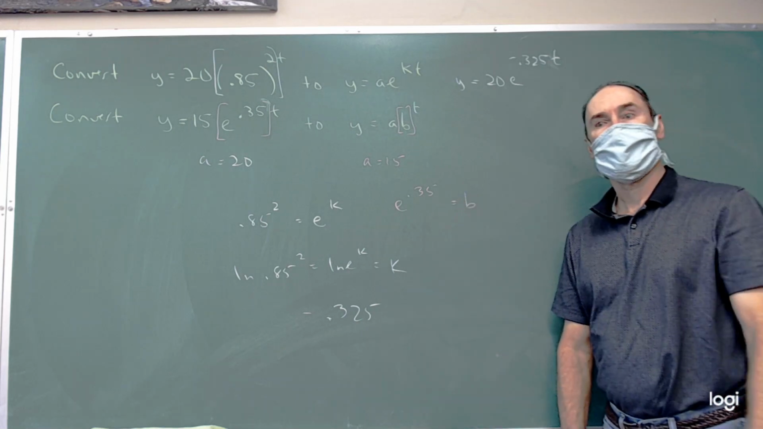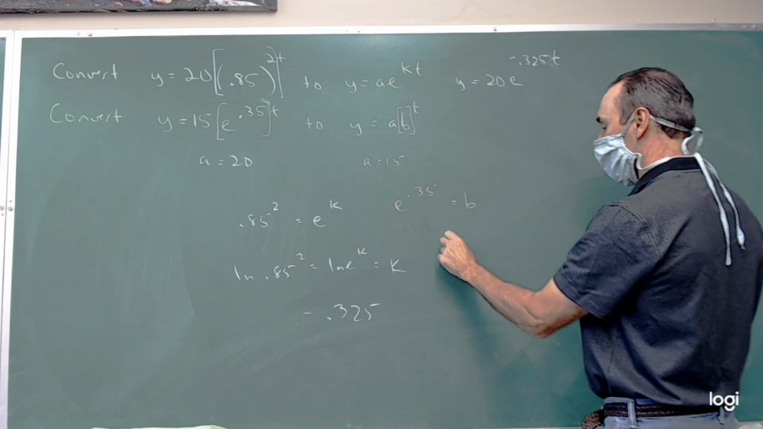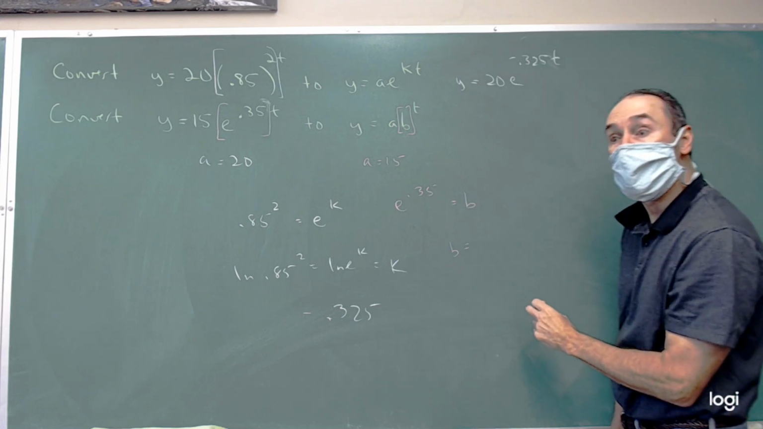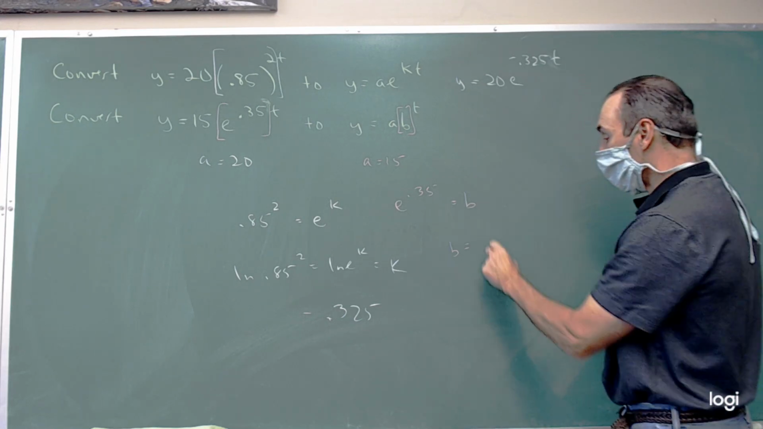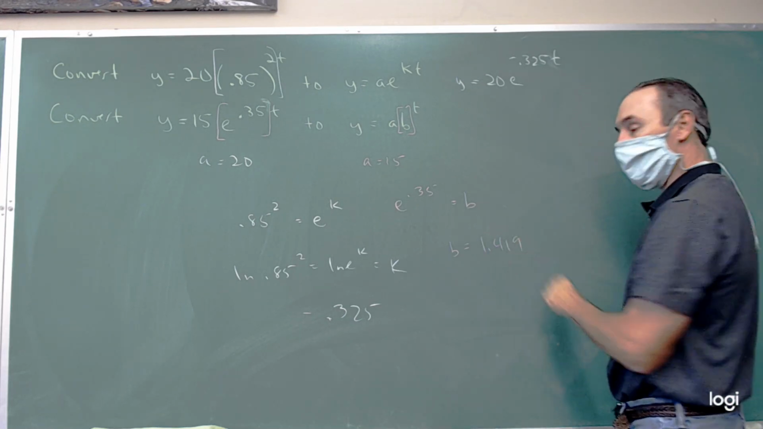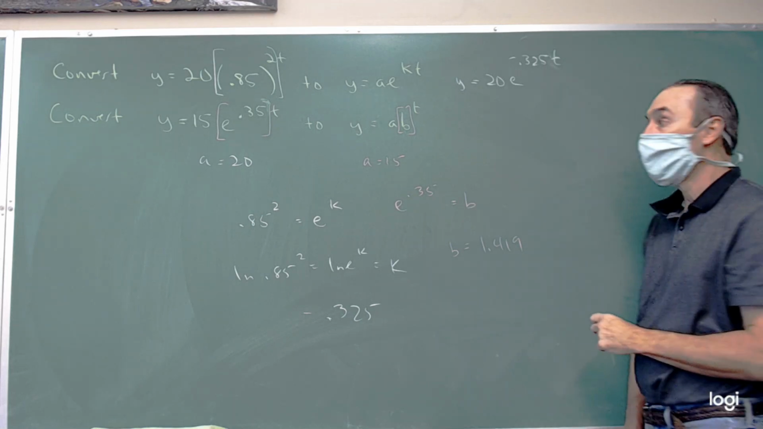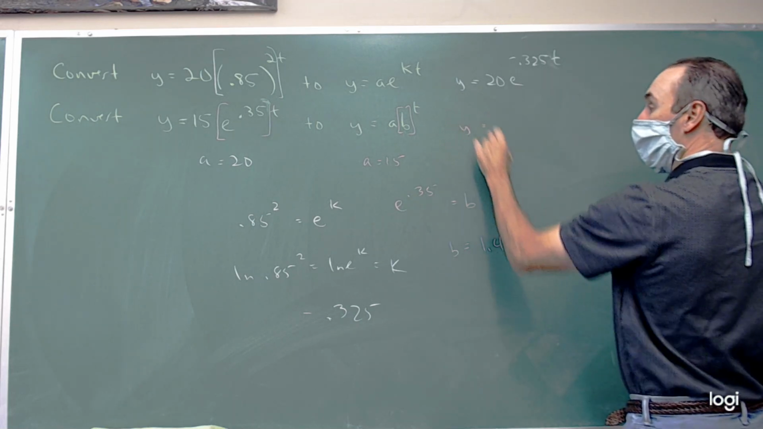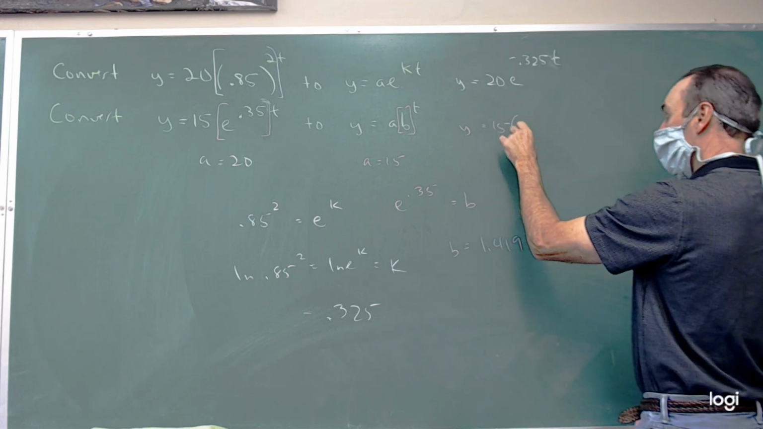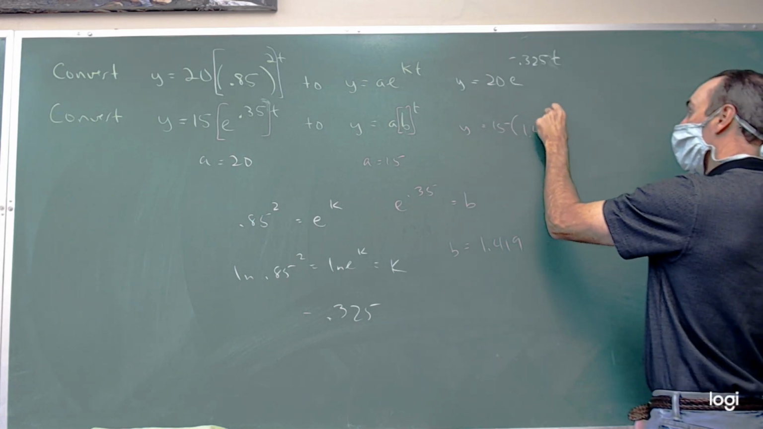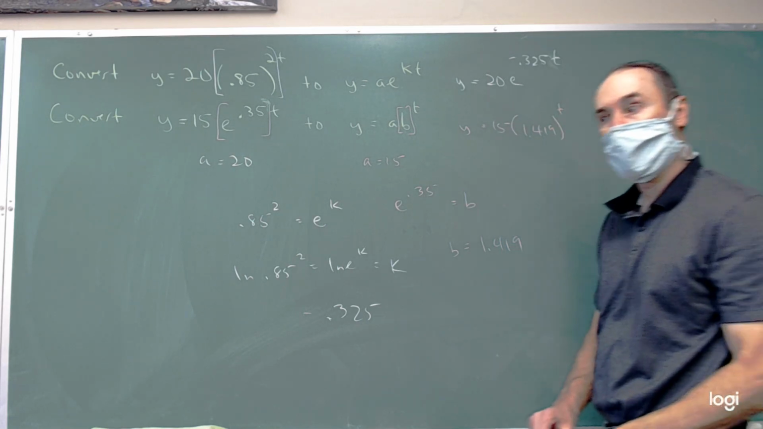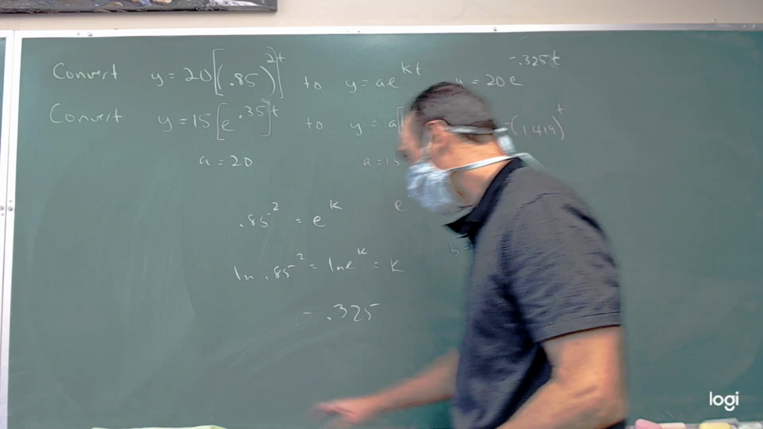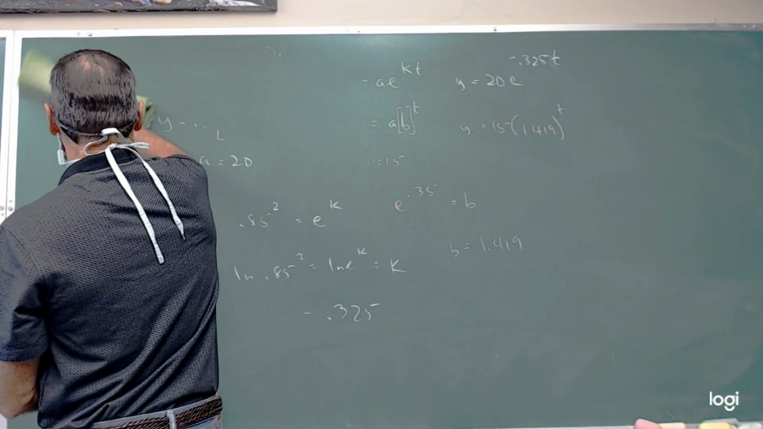And when you punch that into your calculator, what did you guys get? 1.419. Is that what we all agreed on? And so then we're going to get y is equal to that 15 times 1.419 to the t. Okay? So let's do one of these decibel problems.